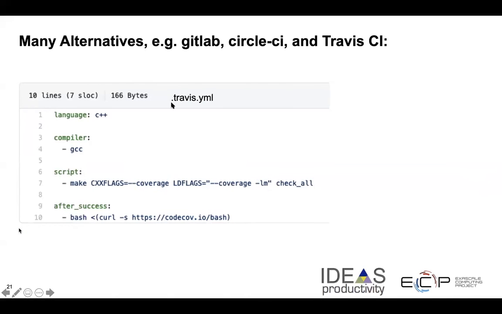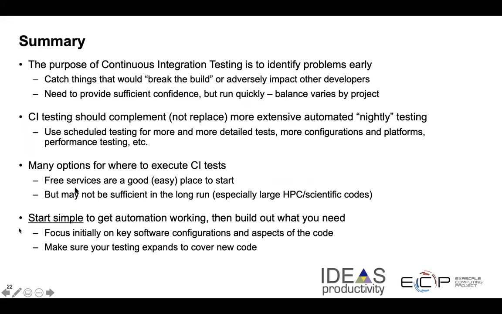There are lots of alternatives. This is a Travis CI file, which accomplishes the same thing that I showed you from the GitHub CI file. It's just that the syntax is a little bit different. So in summary, you want to start simple to get automation working. And then there's a lot that you can do. There are free services that are a great place to start. But the CI is complementing, and not replacing, more extensive scheduled tests.